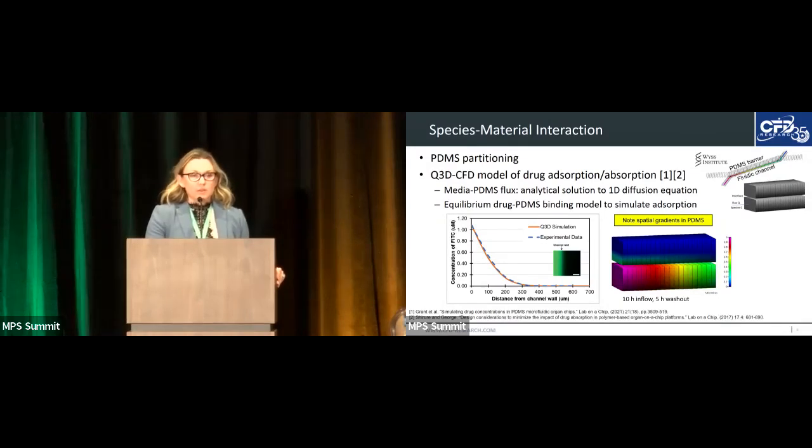where we can see the spatial gradient without the actual 3D representation on the right, where there's a 10-hour inflow of FITC and then a 5-hour washout, but we still see the absorption and spatial gradient despite the presence of a 3D meshing in the top channel. We also compared the results in our Q3D model for the concentration of FITC with respect to the distance into the PDMS with the experimental results. And we have very nice agreement for our first implementation of this model. So we're excited to see where else we can apply this type of modeling.